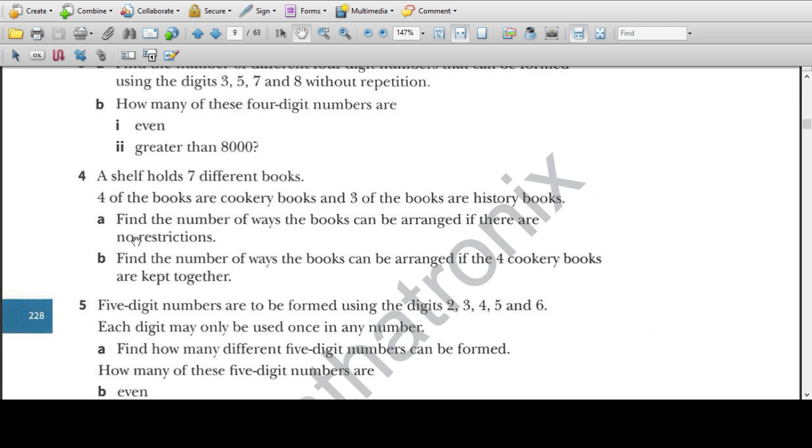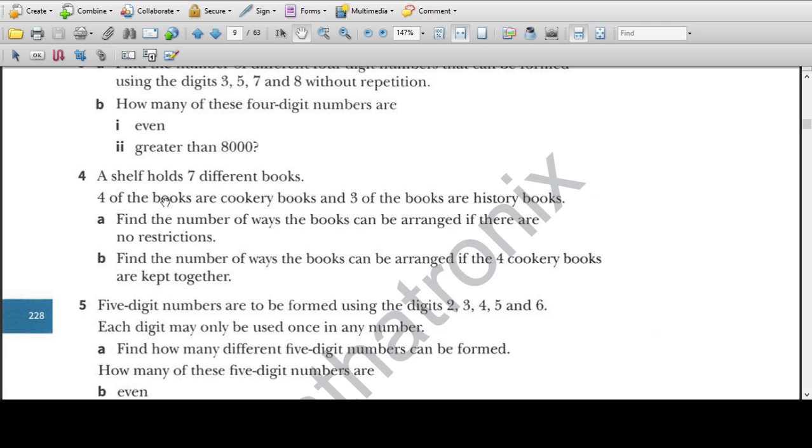So these 4 cookery books are together, and these 3 books have a different arrangement. So all 4 books are together, so this is 4 factorial, and then these 4 books are a single pack and with the 3 history books this becomes 4 factorial. So this answer would be 4 factorial and 4 factorial.